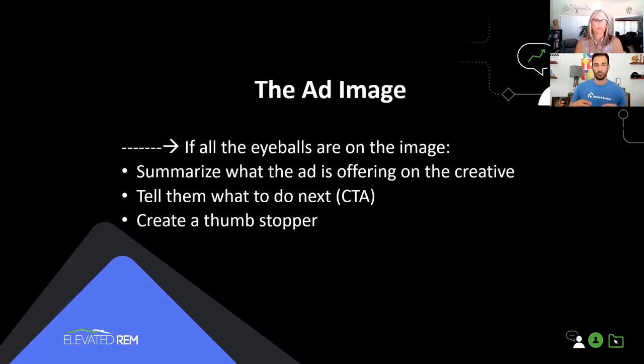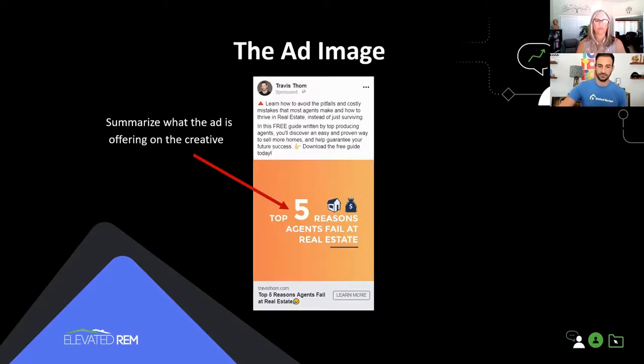Our whole process of the ad image is to really tell them a story as fast as possible without having to use a lot of words. So within about a second and a half here, you should get a pretty good idea what this ad is about, right? The top 5 reasons agents fail at real estate. And then your eyes might float up to the top and understand that this is offering a free guide about how to avoid all the pitfalls and mistakes.